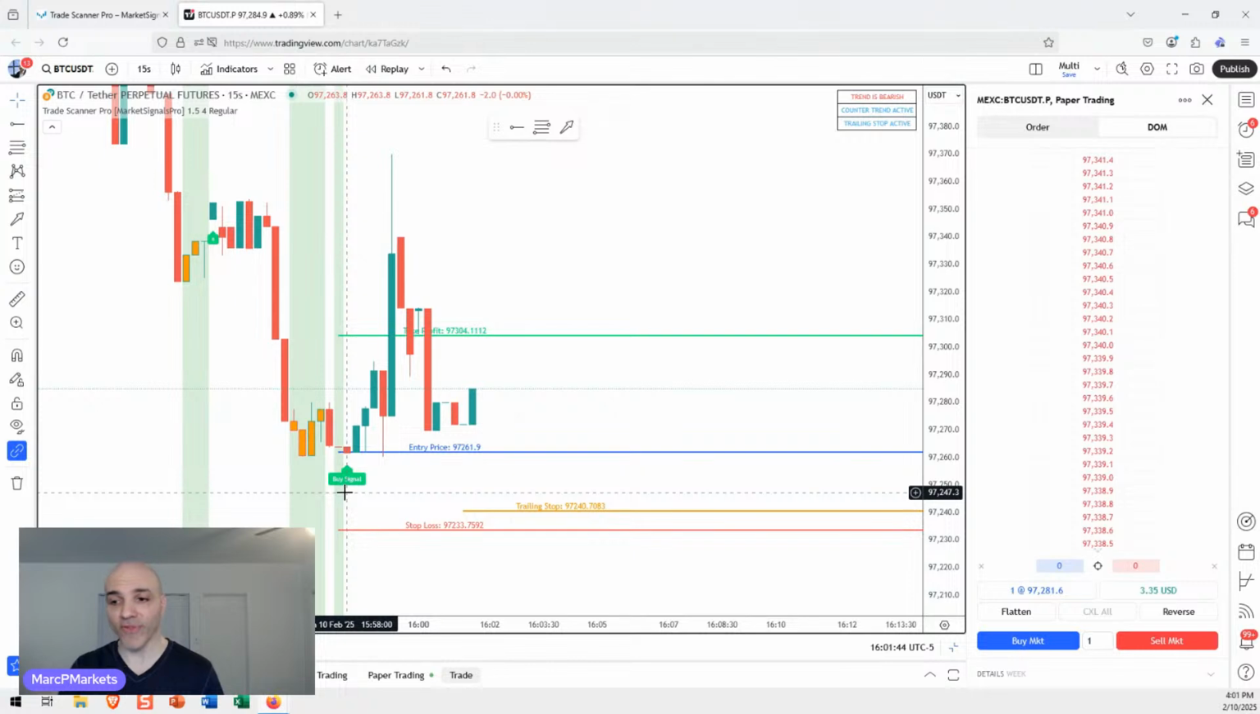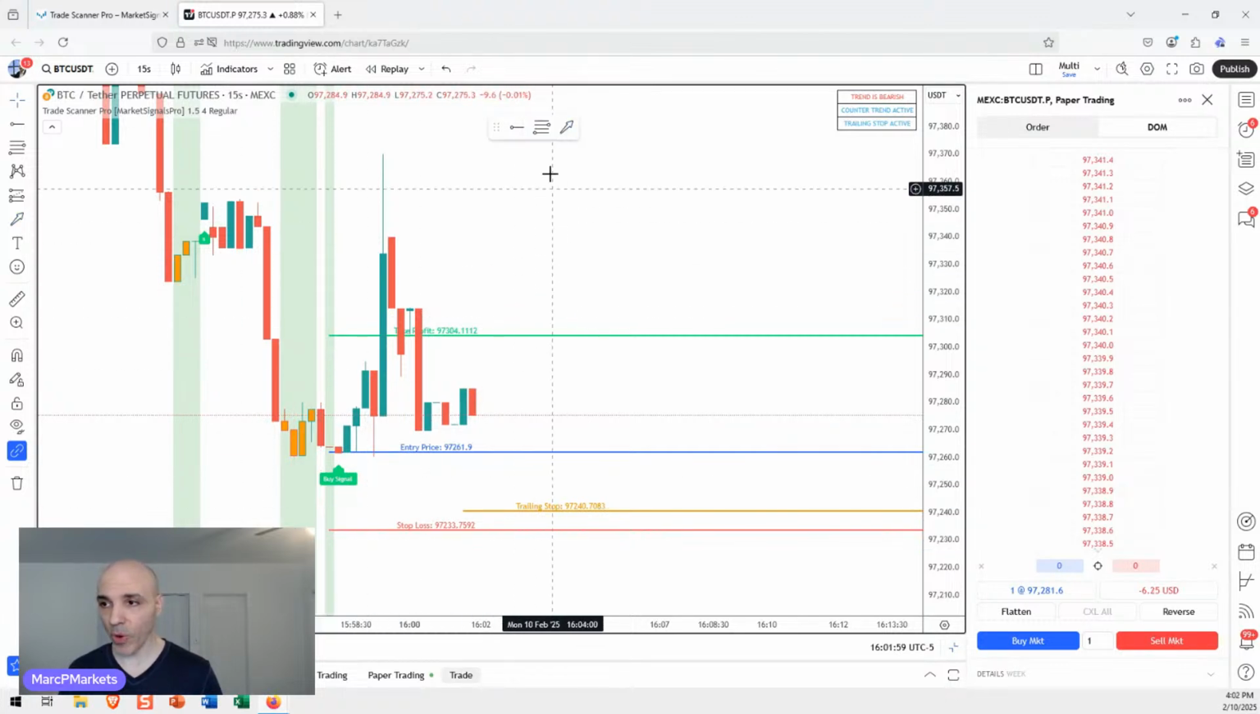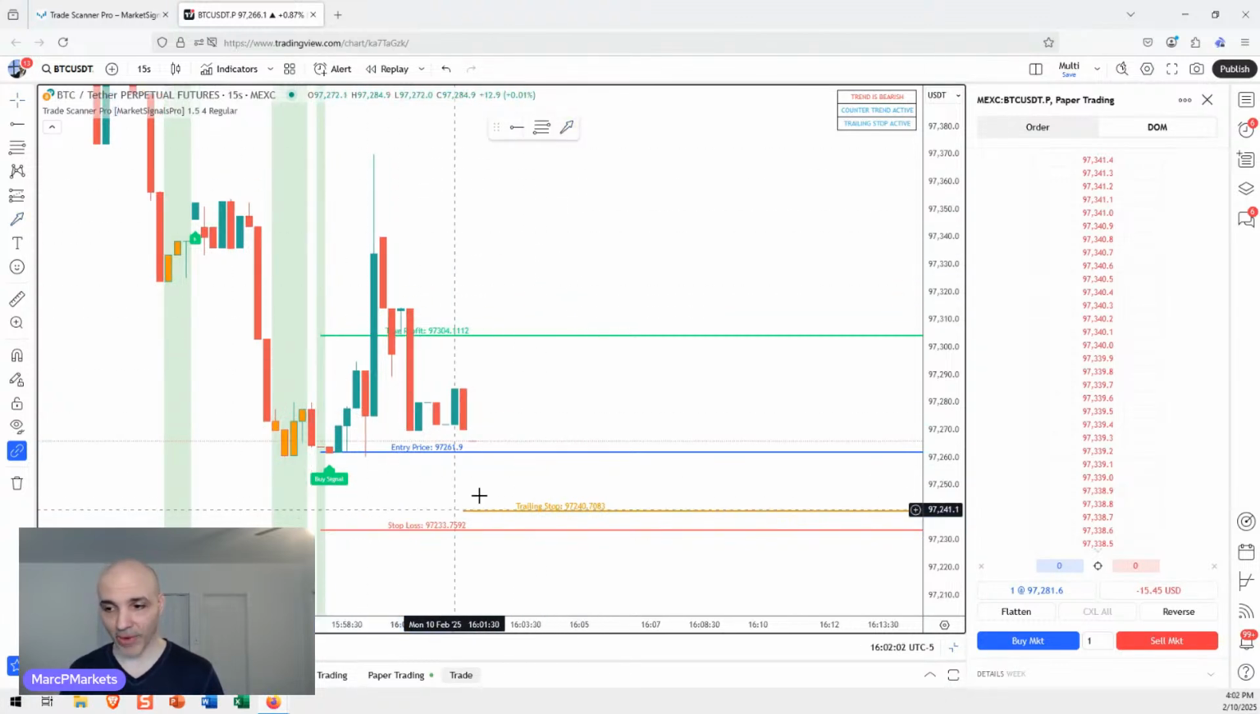There's no way to know. I have no idea if this thing's going to run 500 points or 50 points. No idea. All I know is I'm looking for longs. And now Trade Scanner Pro handles everything else for me. No more decision making for me, except if it goes here, I bang it out. That's the only decision. Or if we go to the trailing stop, I bang it out. That's it.